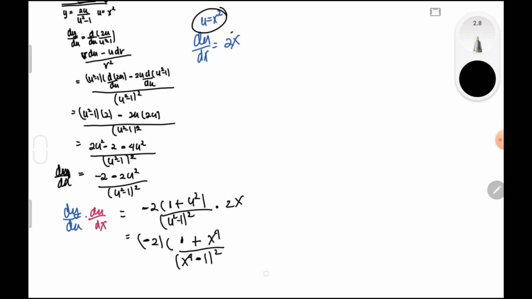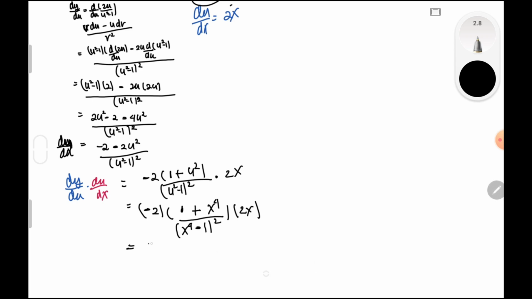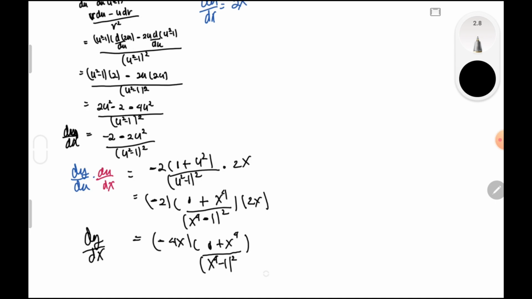Multiplied by our 2x. From here we'll have a value equal to negative 4x multiplied by 1 plus x raised to 4 divided by x raised to 4 minus 1 squared, which is our dy over dx.